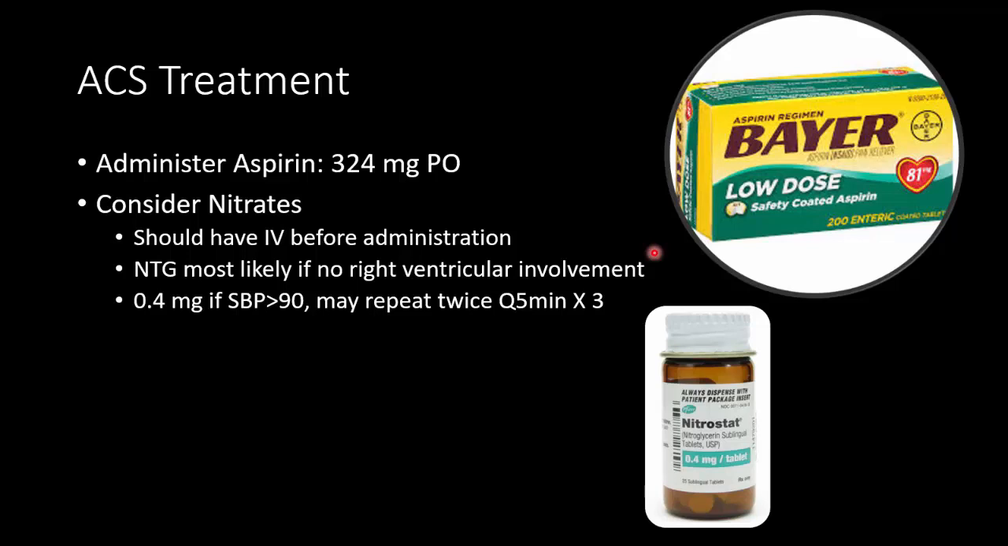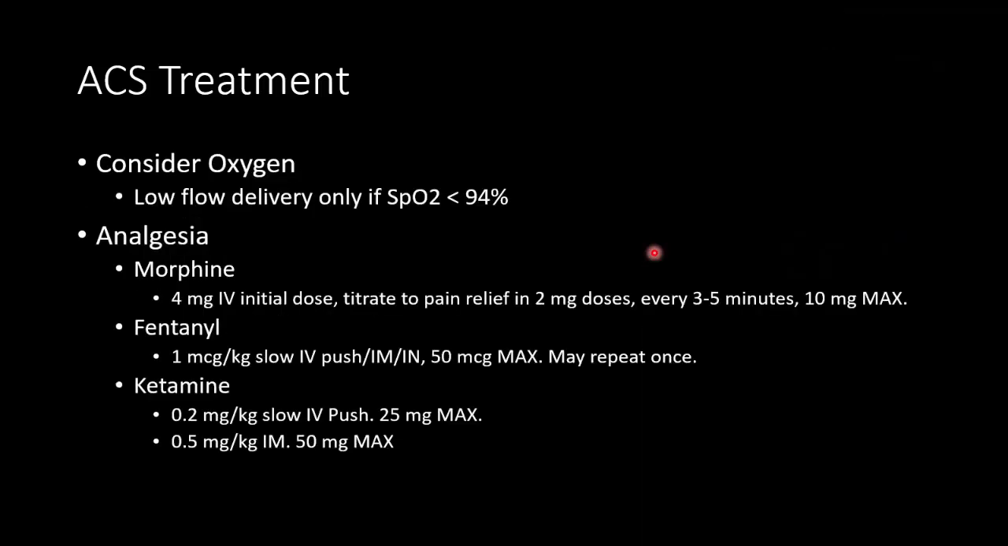Consider oxygen. Even the American Heart Association says this keyword, consider, because there have been studies that have shown that oxygen, being a vasoconstrictive drug, being a vasoactive drug, can actually cause some issues. So we certainly don't want to clamp the coronary arteries down even more. So the old misnomer, or the old anecdotal treatment of high flow oxygen to chest pain is not only inappropriate, but it could even borderline be negligent. Only give oxygen low flow delivery if less than 94% SpO2.